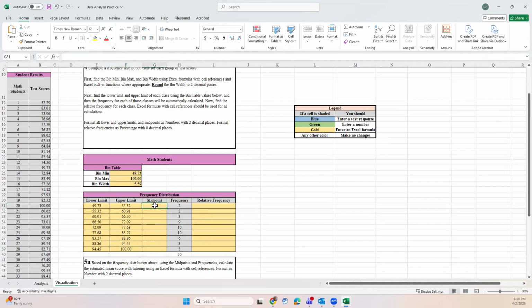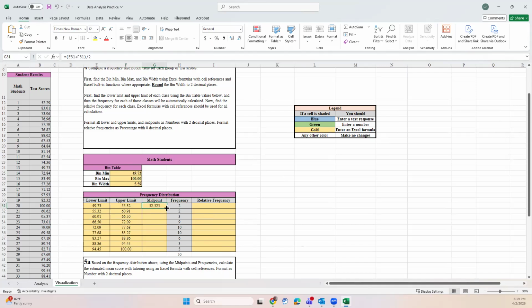So let's do this. If I want to find the midpoint between two values, my lower limit and upper limit, I'm going to do equal, open a parenthesis, click my lower limit, add my upper limit, close my parenthesis, and divide by 2. There's two values. I'm going to cut them in half, divide by 2. That gives me my midpoint.